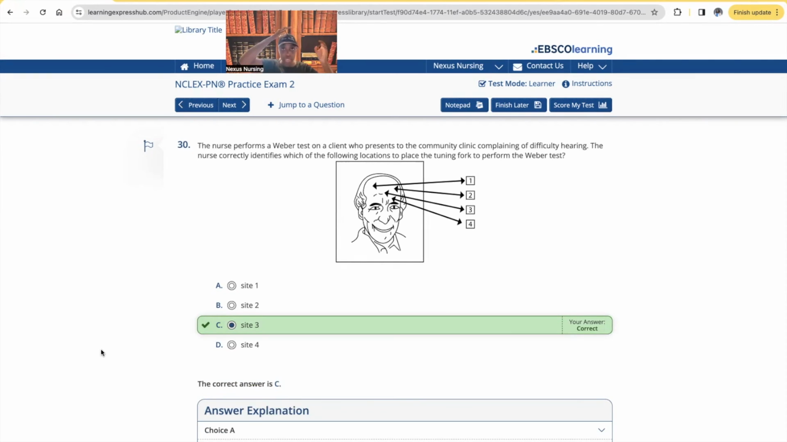So what happens is you strike that tuning fork first, and then you place it right here in the middle of their head. What you're trying to do is test their hearing to see if they have decreased hearing in one ear. You want to see if hearing is better in one than the other. So you're going to place it right here in the middle of the head, at Site 3, guys.